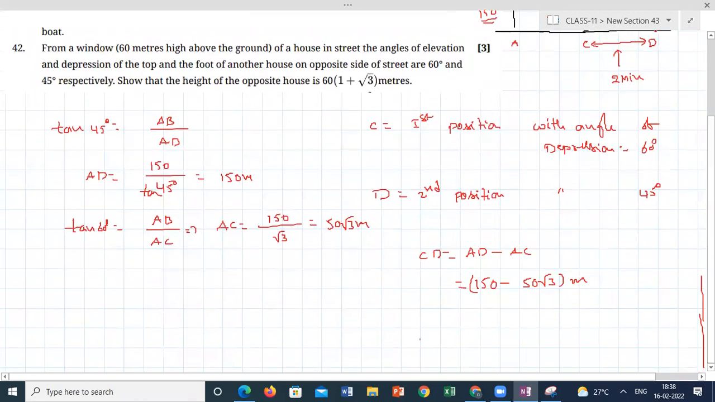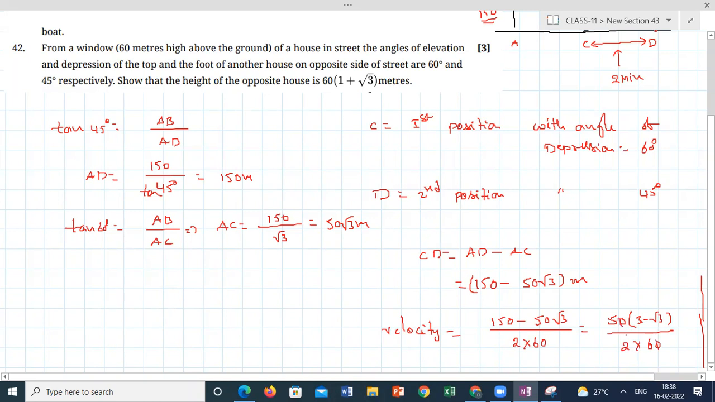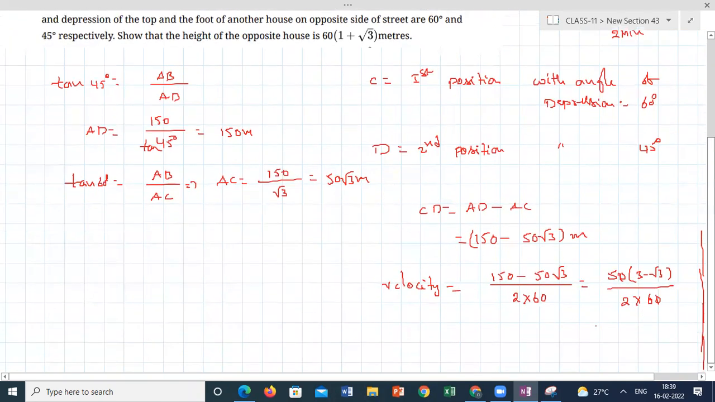How to calculate the velocity? Velocity is equal to distance divided by the time taken to travel that distance. So it traveled a distance of 150 minus 50 root 3 in 2 minutes, 2 into 60 seconds. If I take 50 common, 3 minus root 3 divided by 2 into 60. So I am getting, taking root 3 common, 5 root 3 into root 3 minus 1 divided by 12. You can leave it like this also, 5 of 3 minus root 3 by 12.